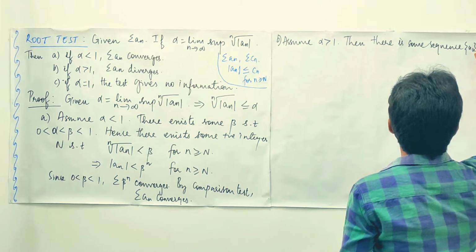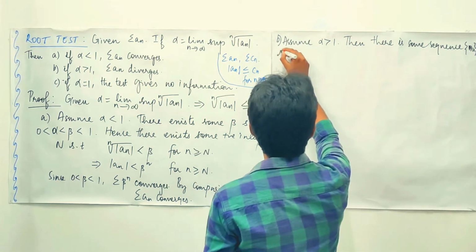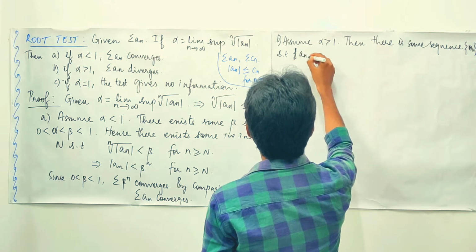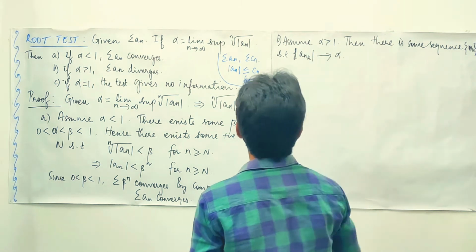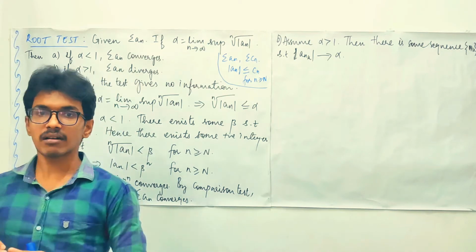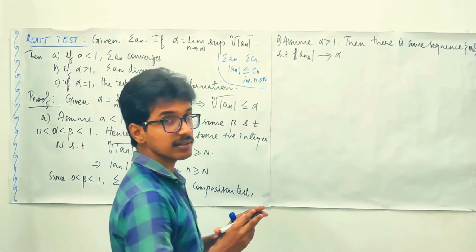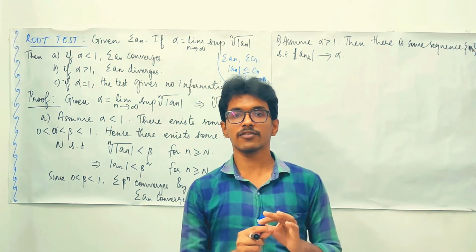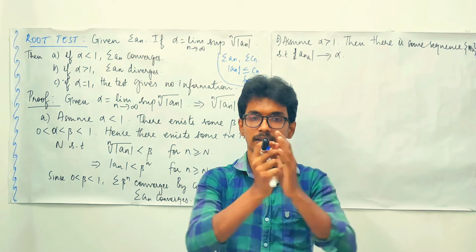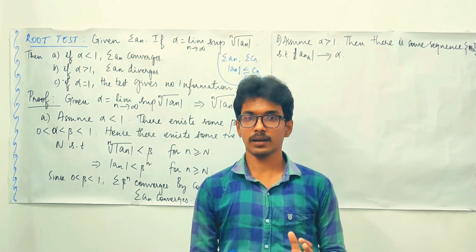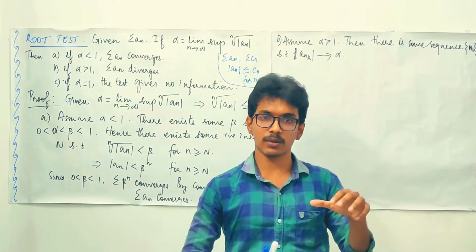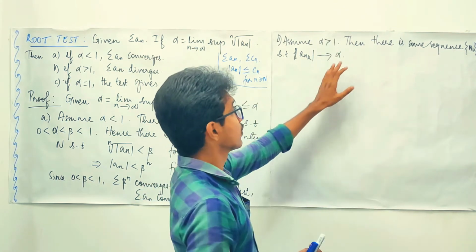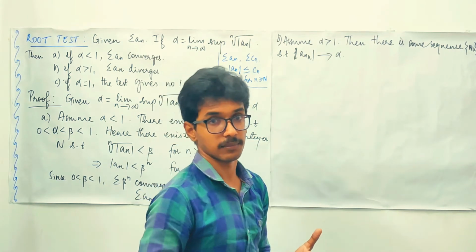Sequence of positive integers nk such that absolute of a_nk approaches alpha. Here what we are saying is that in the series we are able to form the terms in the series. Now instead of considering a series as a series, we may split that into a sequence as well, and from the sequence identify some subsequence that converges to alpha. This is what we mean.